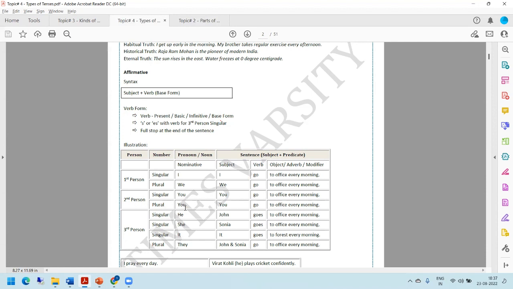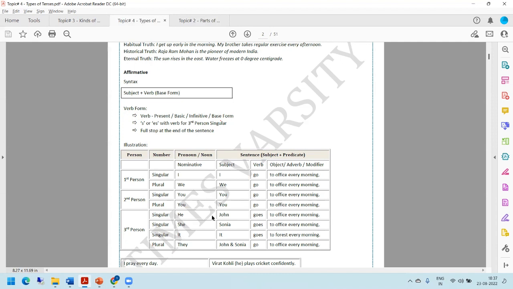Second person plural, you. If you make a sentence, you go to, because the word you is also used for plural. You go to office every morning.